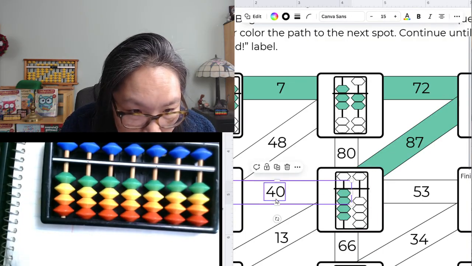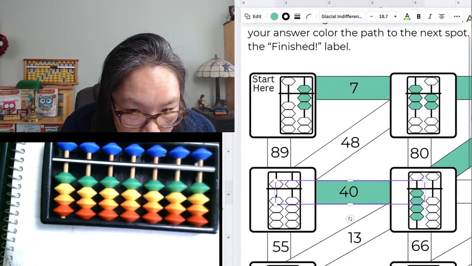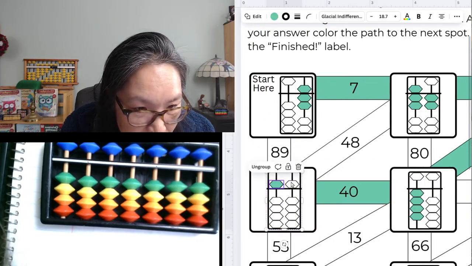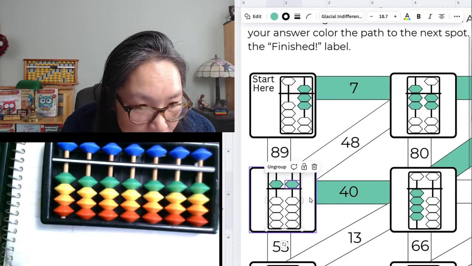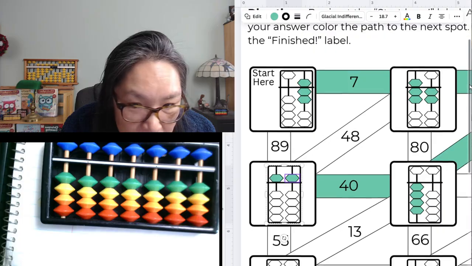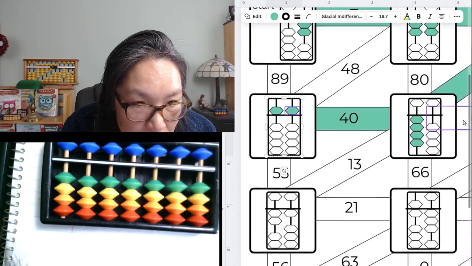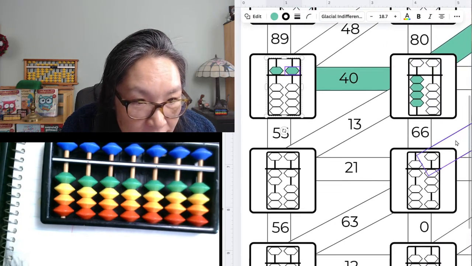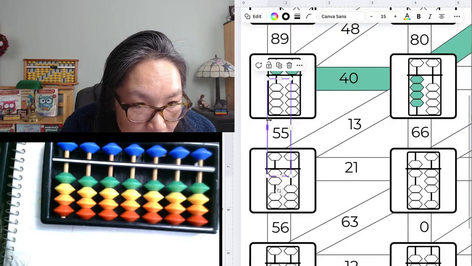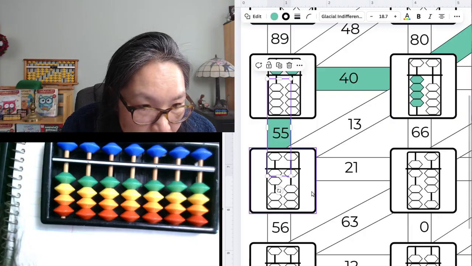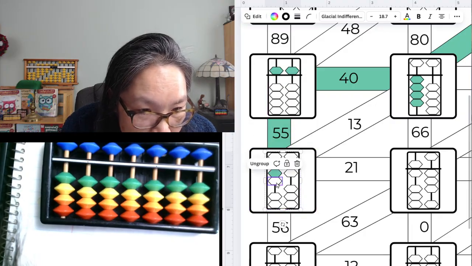$40. Yes, thank you. 40. So, and then over here, what number is this? And then I was thinking of answering what the beads are. 55. Yes, 55. There we go. 55. And then we're here. So what number is this?